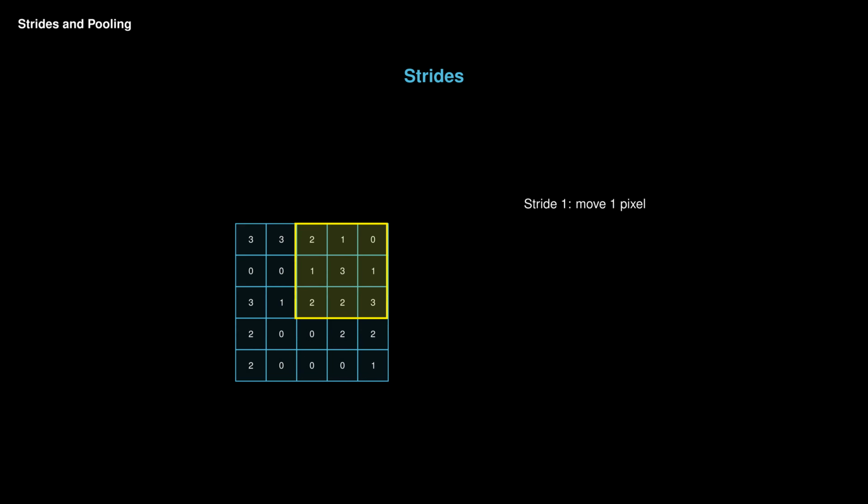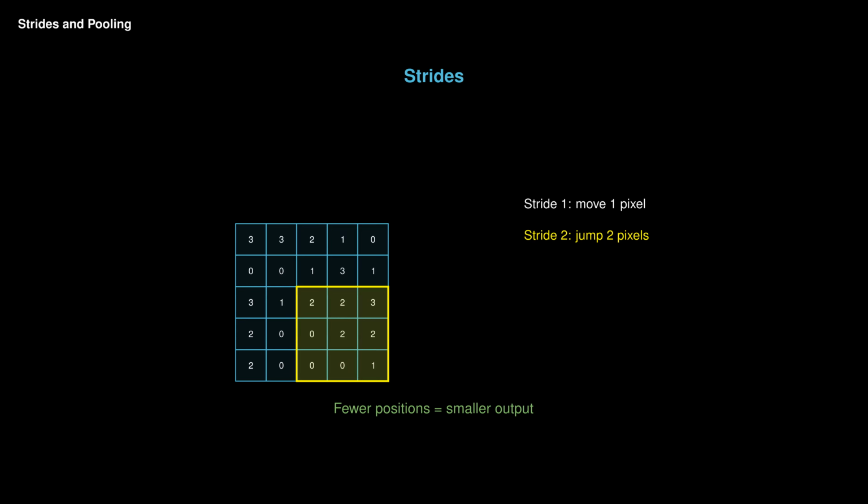The first way is strides. So far, our filter has moved 1 pixel at a time. With stride 2, the filter jumps 2 positions at a time. It skips every other position. This means fewer output values, so the output is smaller.